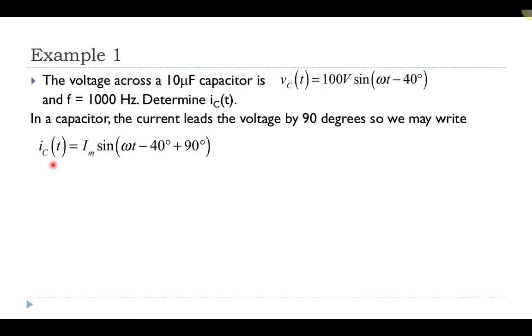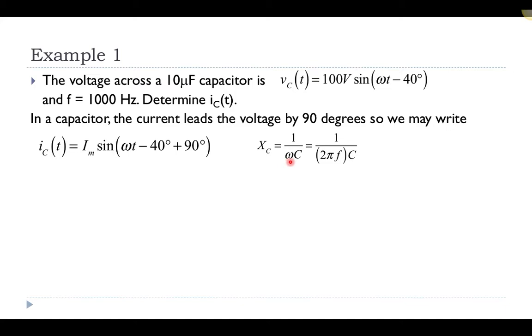So that means that we can write the current as having some maximum value times sine omega t minus 40, plus a phase angle of 90 degrees because the current leads by 90. In order to continue, I need to figure out the maximum current that would be passing through that capacitor. To find that maximum current, I need the capacitive reactance. And the capacitive reactance is just 1 over the angular frequency times the capacitance.